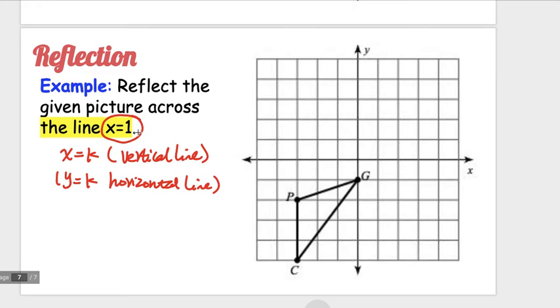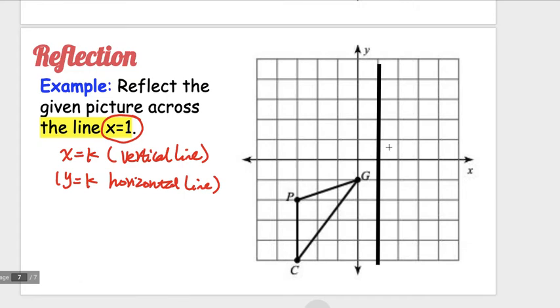Okay, now, in order to reflect this picture, the very first thing we need to do is look for where x equals 1 here. So let's highlight the picture here. First of all, x equals 1, I look for the value on the x-axis, which is 1 here. Then I'm going to draw the line through this point. So this is our line of reflection.